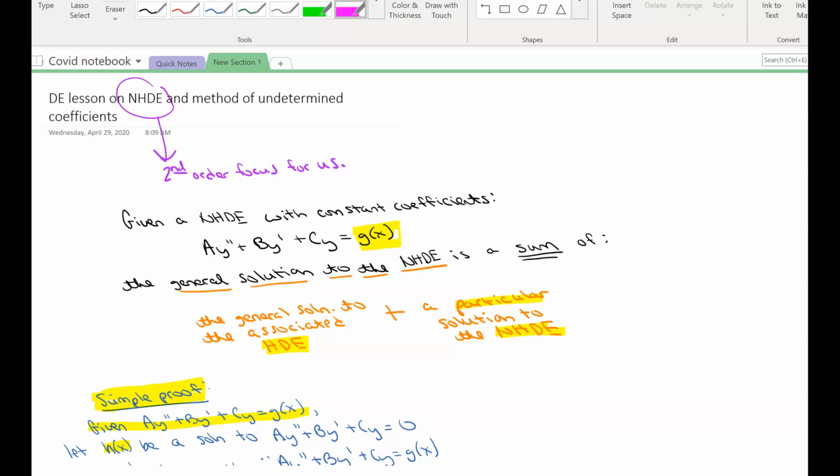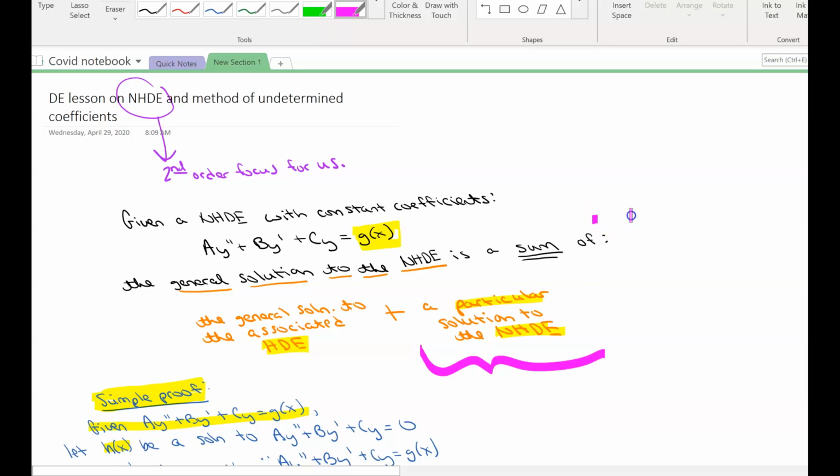And probably the most important comment in this screencast is this: the general solution to an NHDE is always going to be a sum of the general solution to the associated homogeneous differential equation, and then here is the kicker, plus a particular solution to the non-homogeneous differential equation. And we're going to do a very simple, very straightforward proof of this fact. And then we're going to talk about an example.